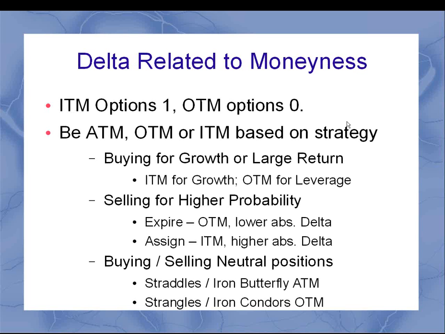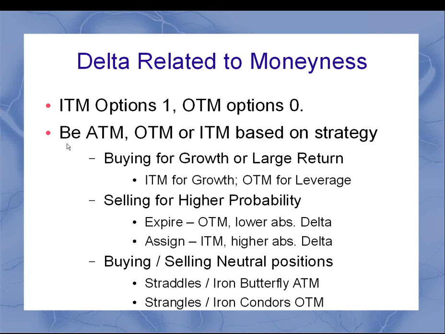Now, delta related to moneyness: deeper in the money options are going to have a delta closer to 1, 1 for the call, -1 for the put. Out of the money options are going to have a delta of 0. Of course, remember the call options, the strike prices that are higher than the current stock price are out of the money. Put options that have strike prices that are higher than the current stock price are in the money.